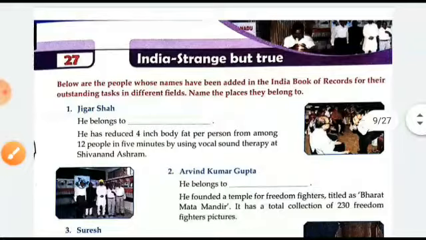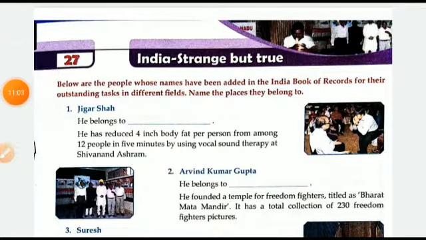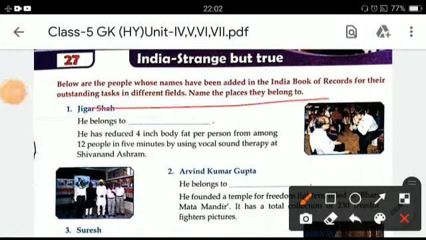Now move on to the next chapter, chapter 27, India, strange but true. This is the last chapter of this video. Below are the people whose names have been added in the India Book of Records for their outstanding task in different fields. Name the places these people belong to.